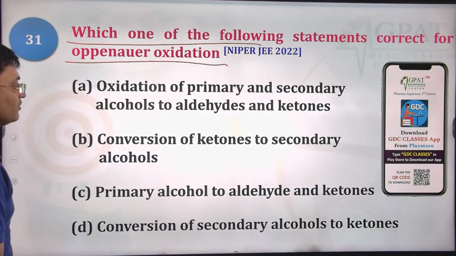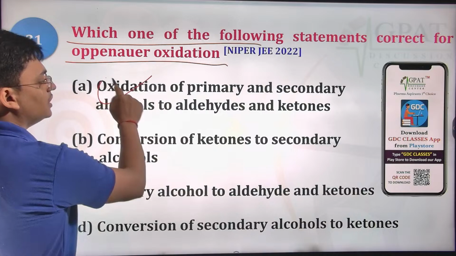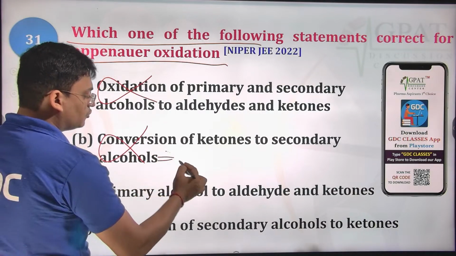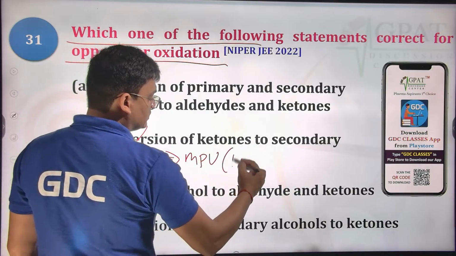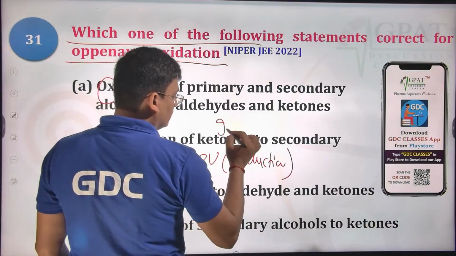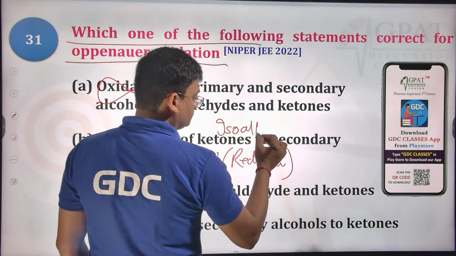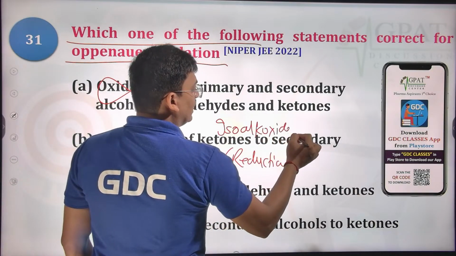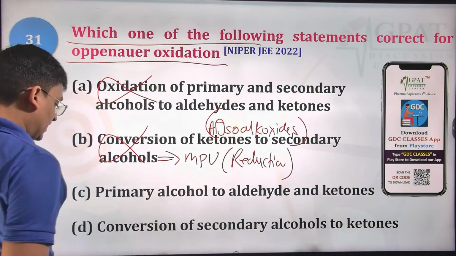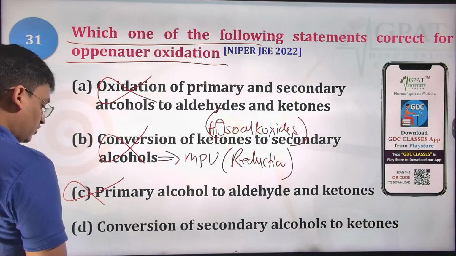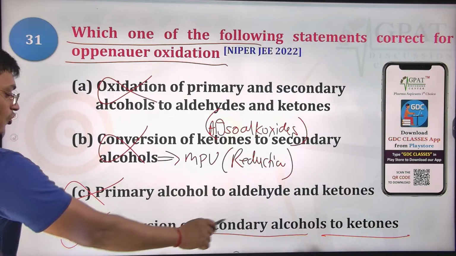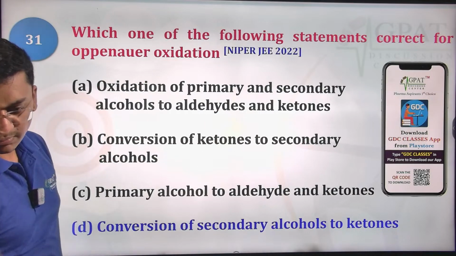So oxidation of primary and secondary alcohols is not at all possible. Conversion of ketones to secondary alcohol is related to the MPV, a reduction reaction, and this reaction is possible only in the presence of aluminum isoalkoxides as a catalyst. Primary alcohol to aldehyde and ketone is not at all possible. Conversion of a secondary alcohol to a ketone, yes, this is all about Oppenauer oxidation. So yes, D is the right answer.